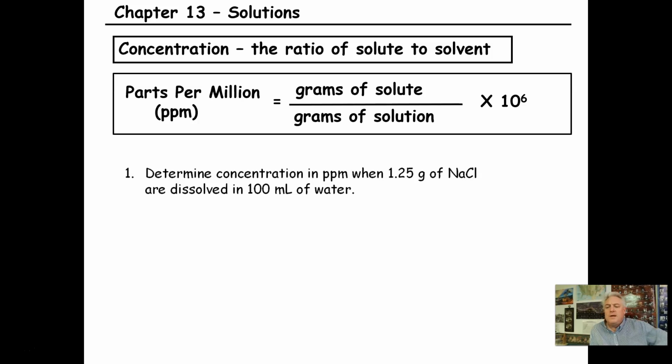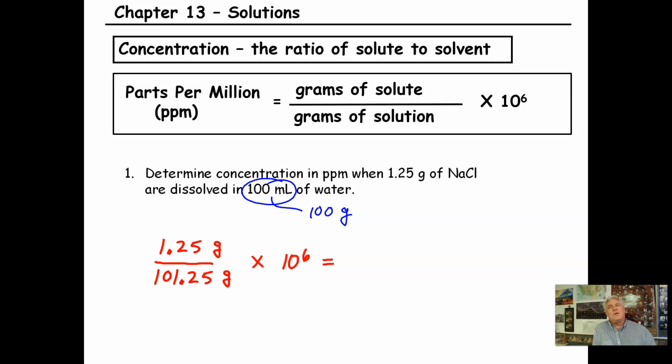All right, let's do an example. Determine the concentration in parts per million, ppm, when you have 1.25 grams of NaCl dissolved in 100 milliliters of water. Again, 100 grams, and we start the same way we did before, but instead times 1,000,000, or 1 with 6 zeros behind it. And then we will end up with parts per million. Now, if we were following significant digits, we would have to round this to 3 significant digits, which would be 12,300 parts per million. We'll abbreviate that as ppm. All right, that's a different way to calculate concentration.